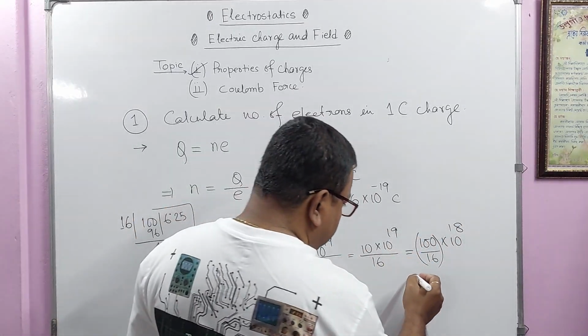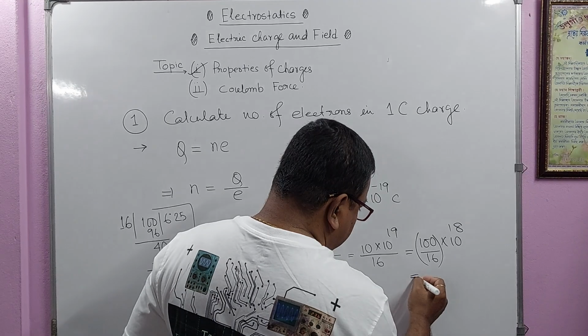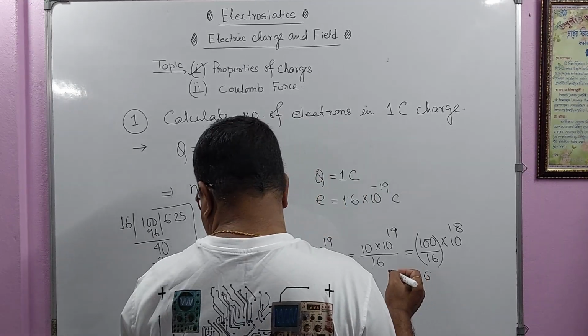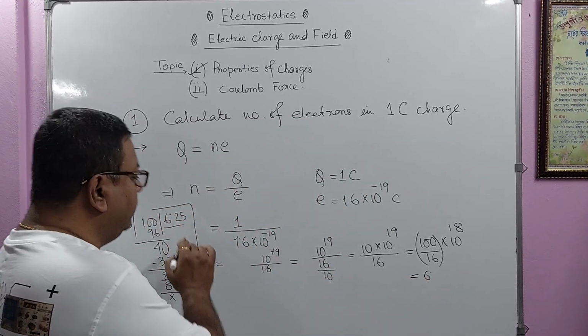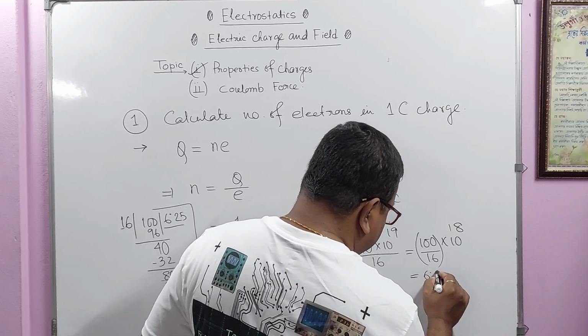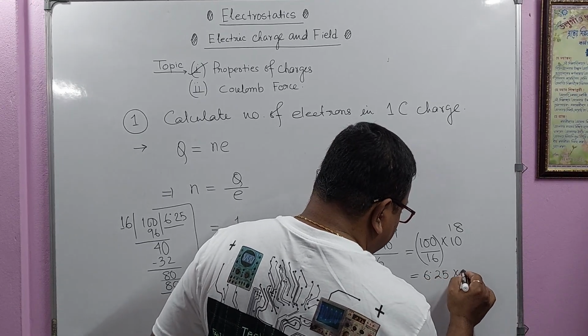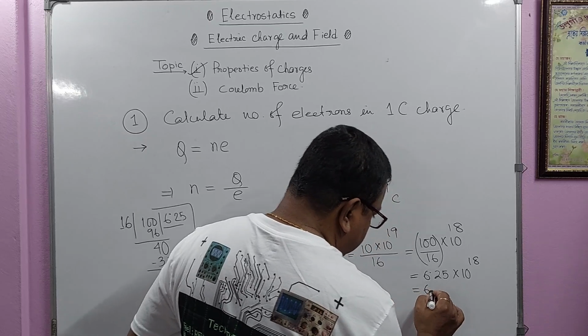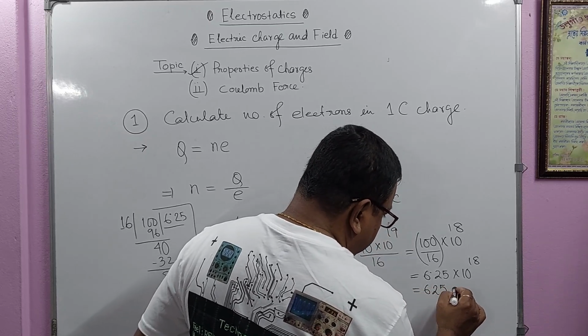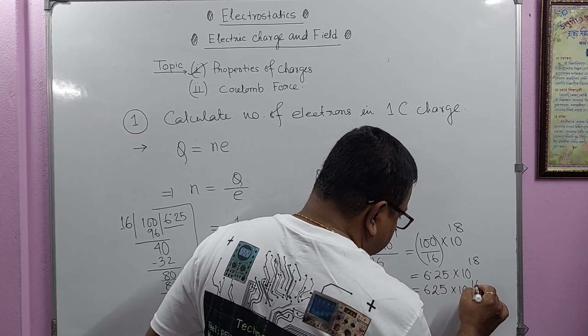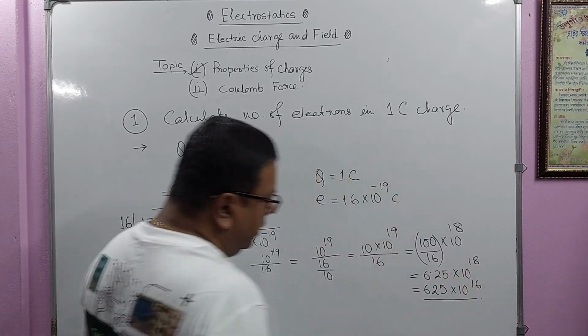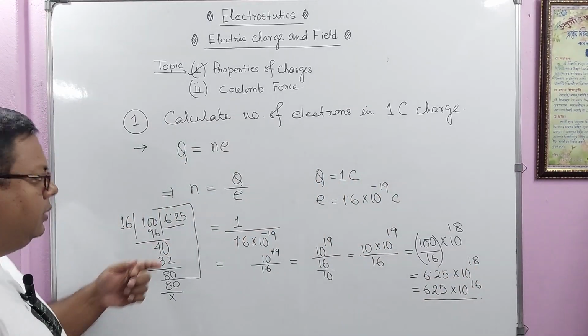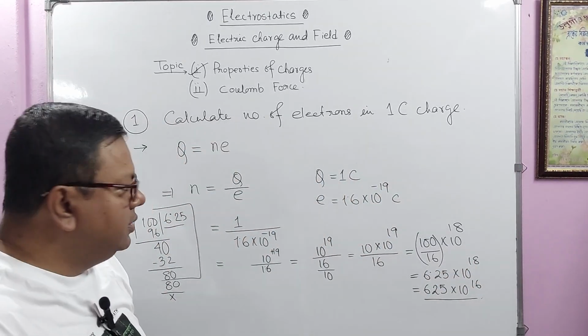Here we should put 18. So it becomes 6.25 into 10 to the power 18, or we can write 625 into 10 to the power 16 number of electrons are there in 1 coulomb charge.